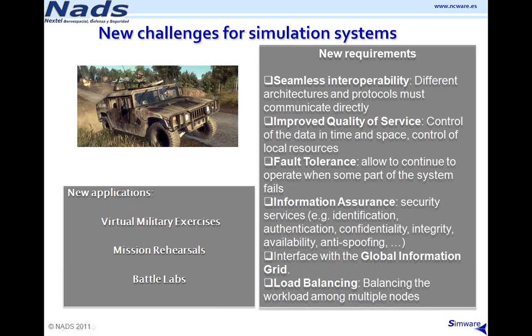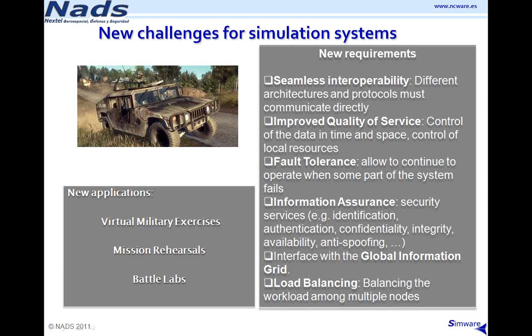Improved quality of service, that is, full control of the data in time and space, including how these data are delivered. Fault tolerance. The future standard will allow to continue to operate when some part of the system fails. This asks for a diffusion-like architecture without any key or central node, having the data distributed all over the net and not specifically in one node.